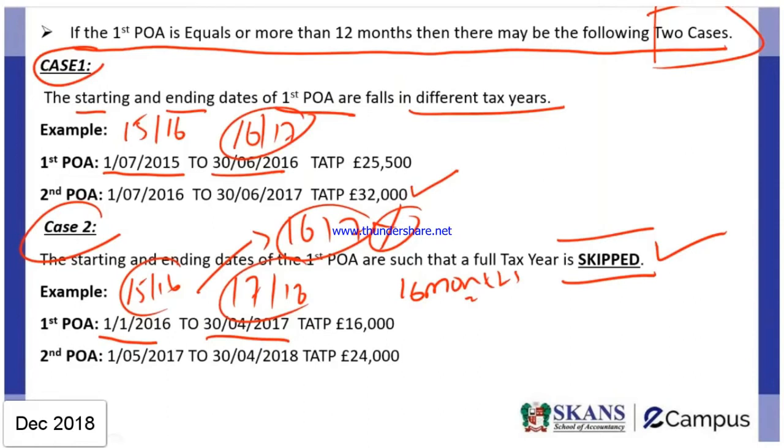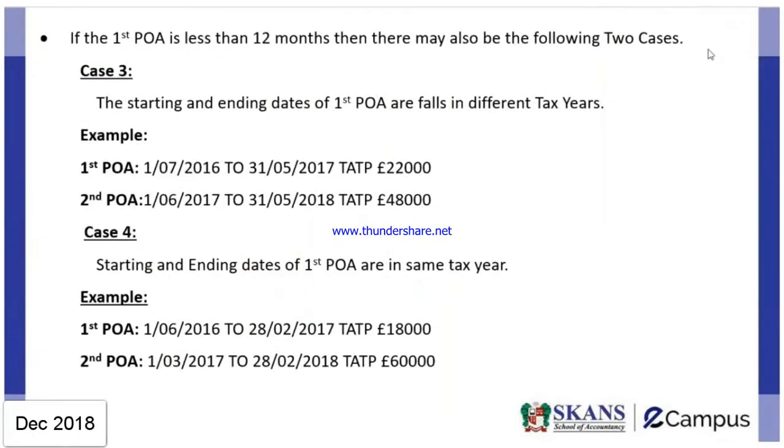Okay. The next is, if the length of the first period of account is less than 12 months, then again there are 2 further cases, named case 3 and case 4. In case 3, the starting and ending dates of the first period of account are again in different tax years. Please don't mix this with case 1, because in case 1, the length of the period of account is equal to or more than 12 months. And in case 3, the length of the first period of account is less than 12 months and the starting and ending dates are in different tax years.